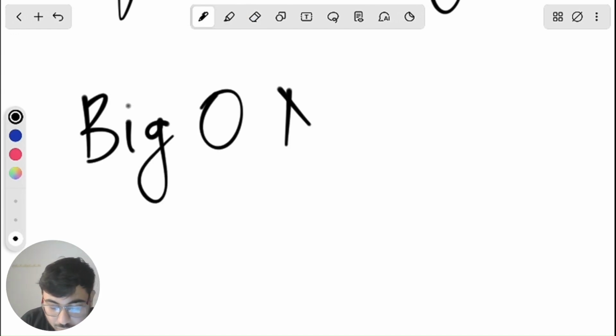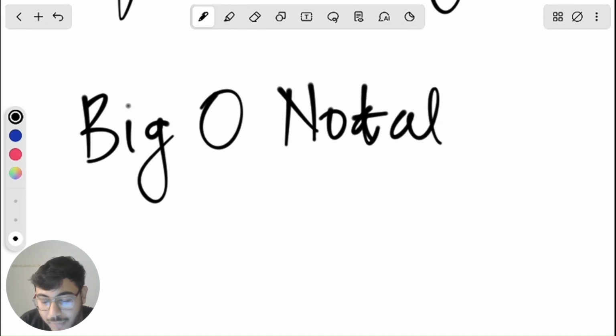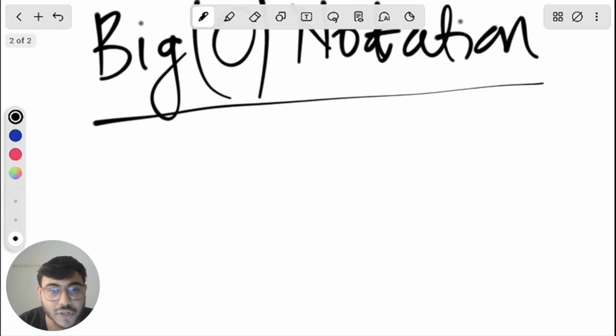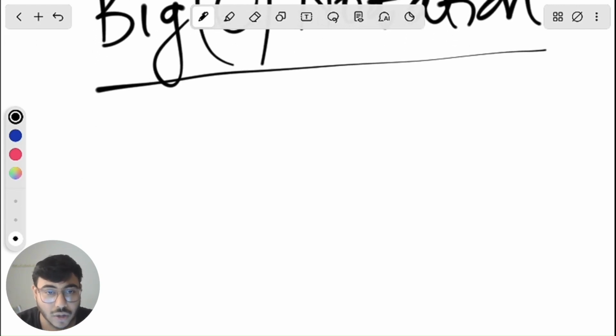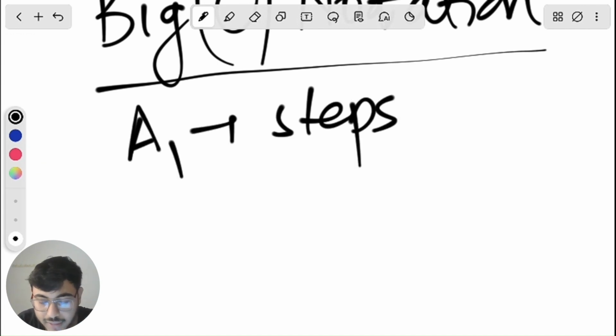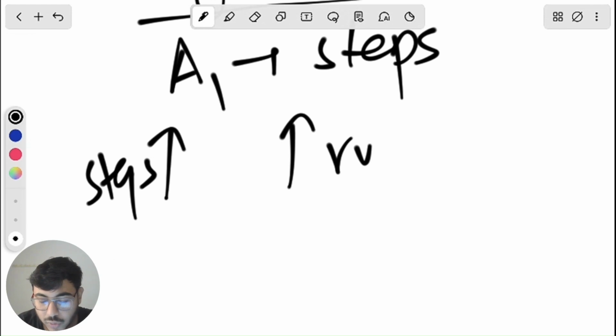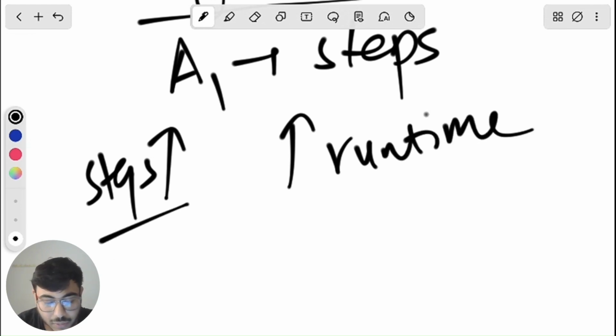Basically, what this big O notation means is that it is a mathematical function that is defined in terms of input size. What is this mathematical function? Suppose you have an algorithm A1 and it takes some number of steps to execute. We basically want to calculate the number of these steps. As the number of steps increases, your runtime would also increase. It is proven, right? If you increase the number of steps in your algorithm, your runtime will also increase. This means that the number of steps is directly proportional to the runtime.